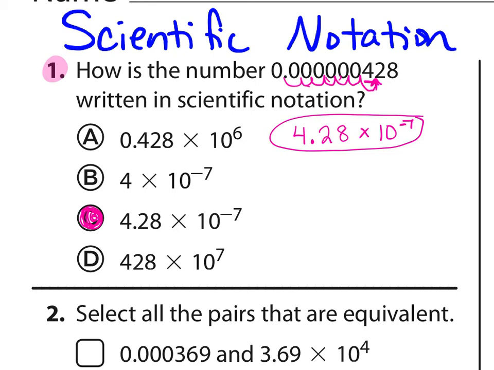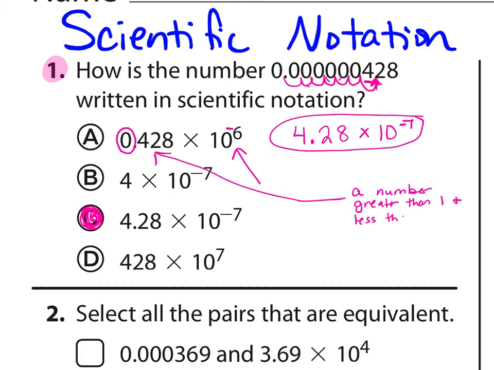You might wonder about this problem, why it does not work. Besides the fact that it should be a negative there, it's also got a problem. It's got 0 point something. And this factor right here needs to be a number greater than 1 and less than 10. So in other words, it's just a single digit in front of the decimal, but it's not a 0.